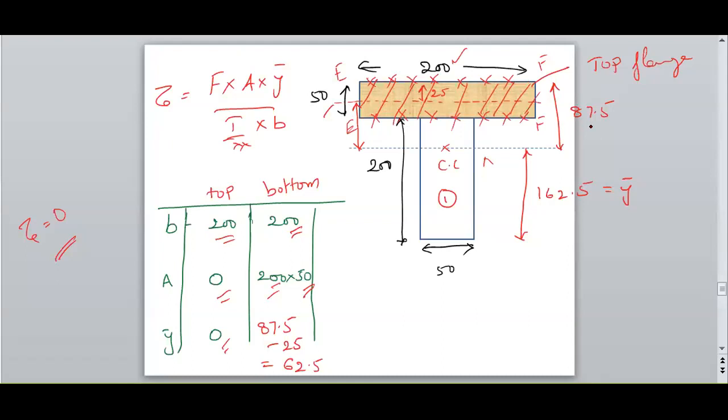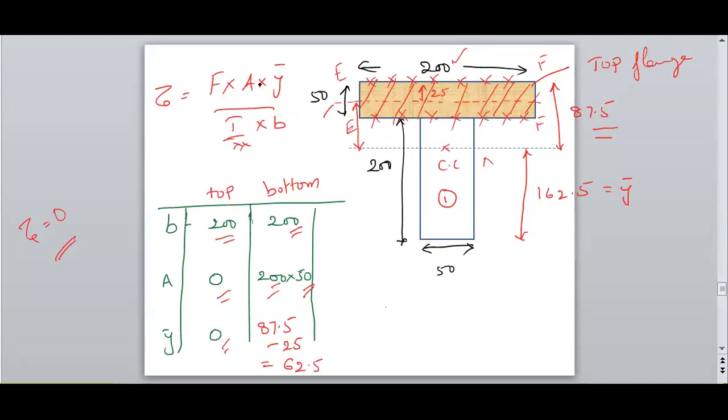is 87.5. Therefore, subtracting 87.5 minus 25, we will get the distance of the Y bar from the neutral axis. This distance I need to find out. Therefore, 87.5 minus 25 gives our value as Y bar as 62.5 mm.